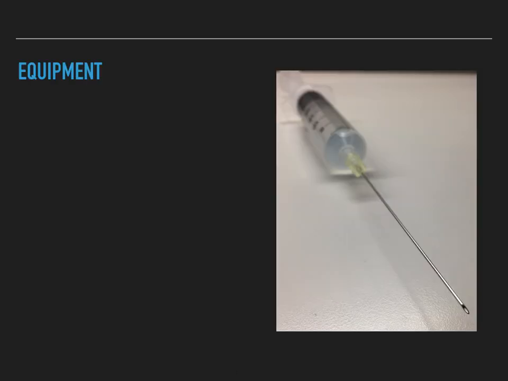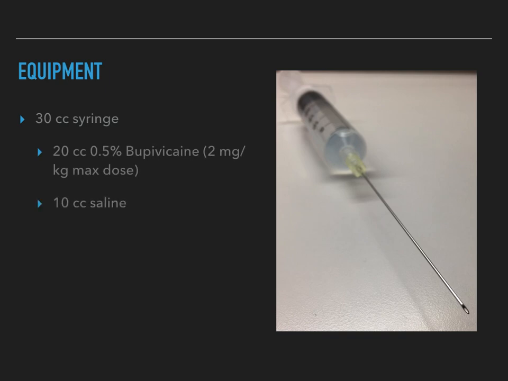Now onto the equipment. A few basic things you will need for this block. In a 30 cc syringe, mix 20 cc's of 0.5% bupivacaine and 10 cc's of sterile saline. This is the same cocktail that we use for fascia iliaca blocks at Maine Med. Be mindful of the 2 mg per kilogram max dose of bupivacaine, especially if you're doing this block on a smaller patient.